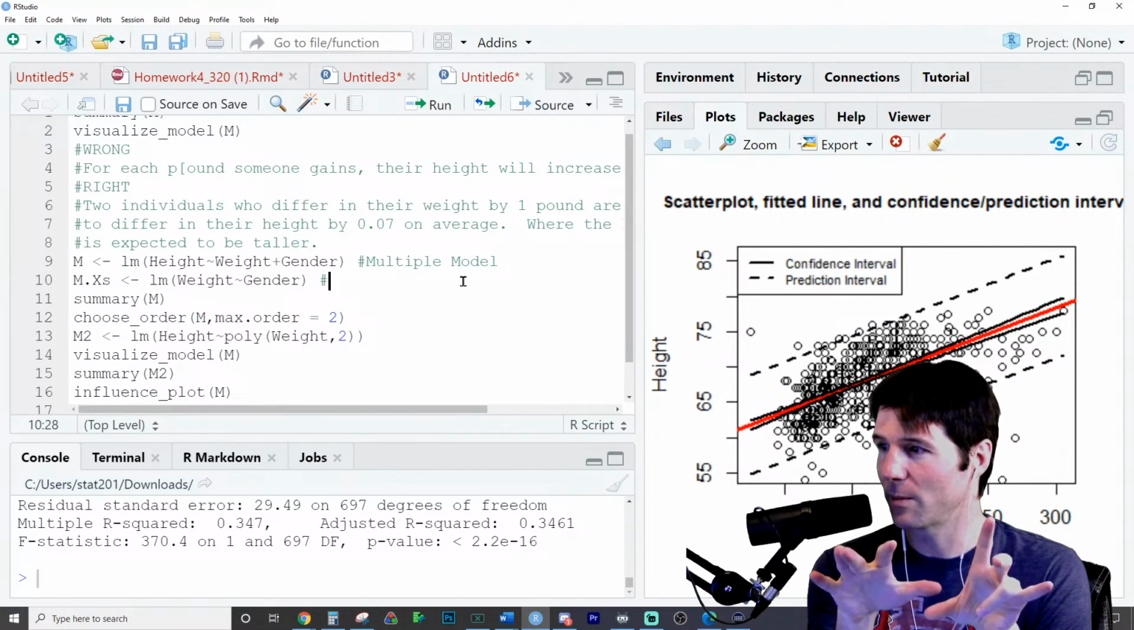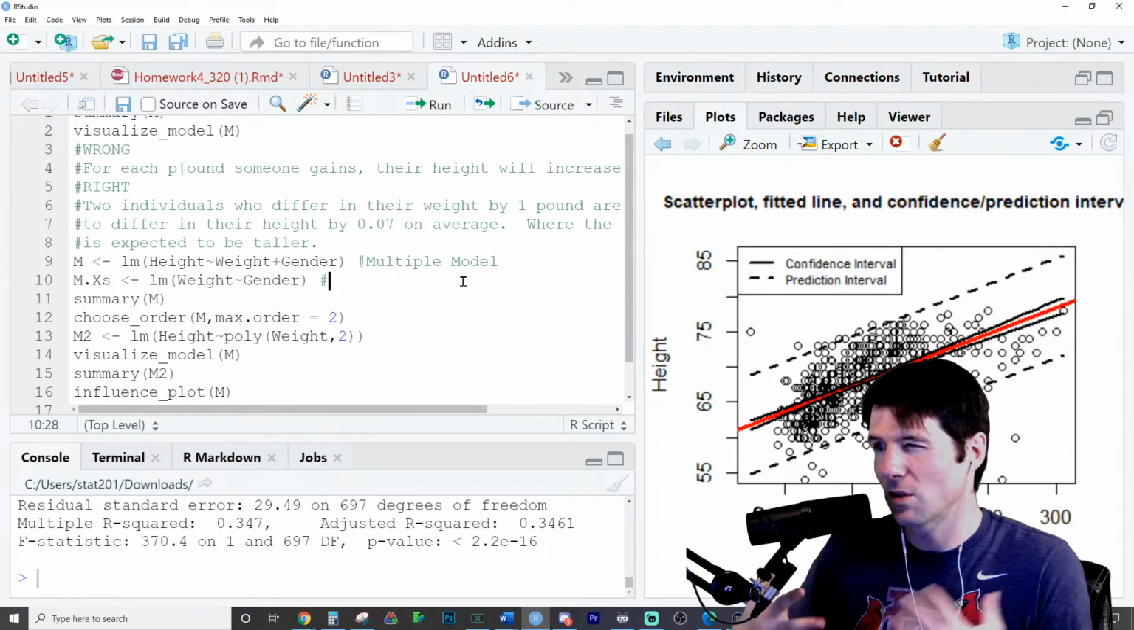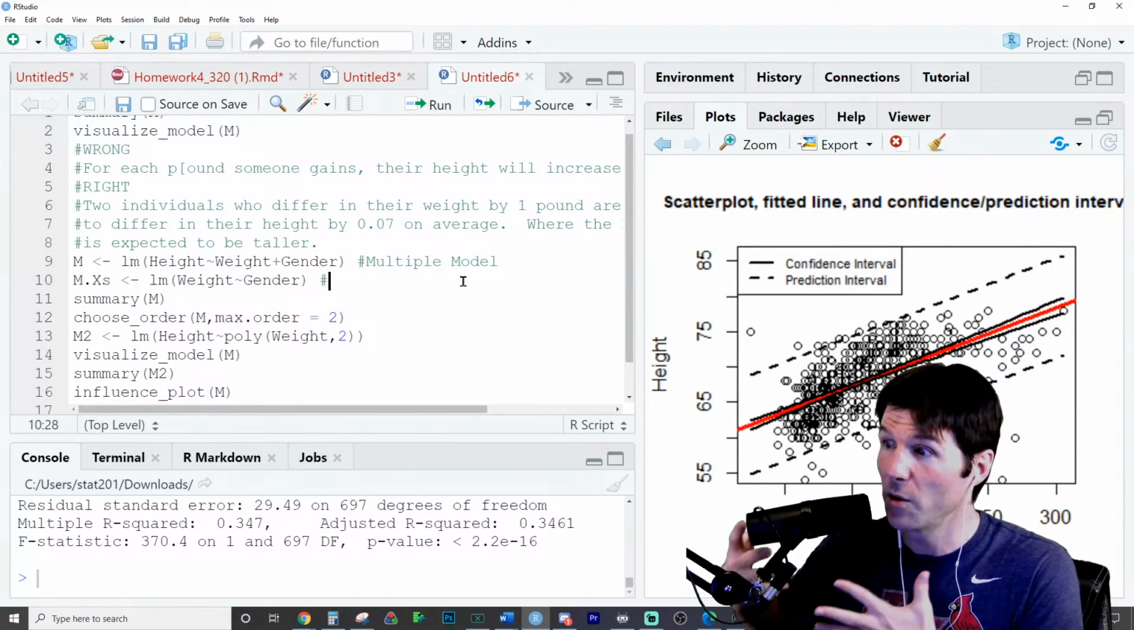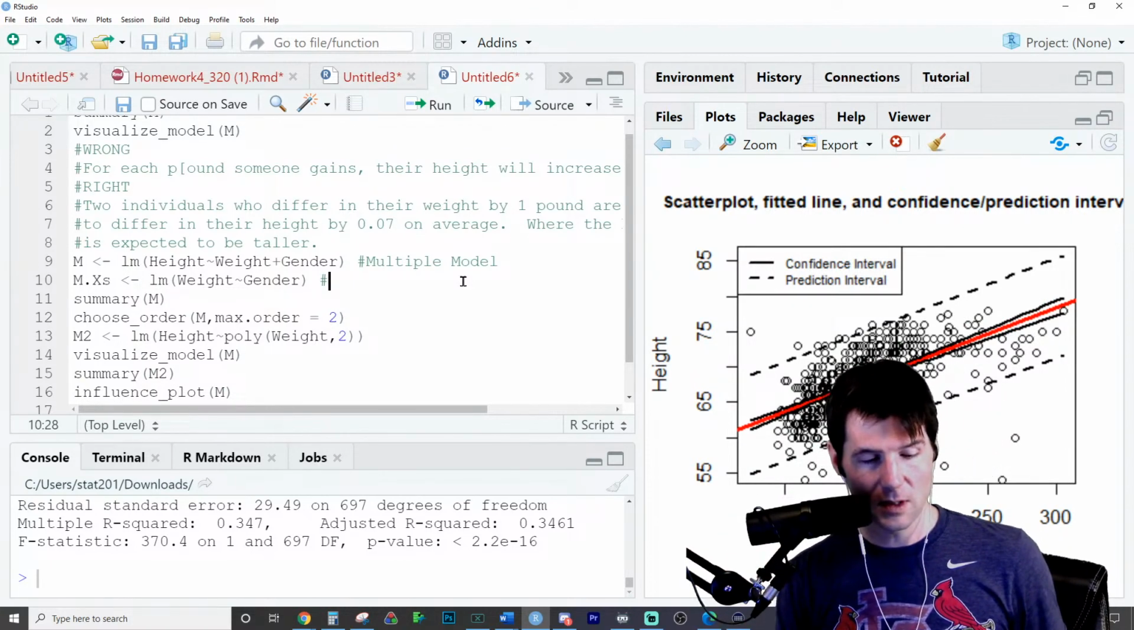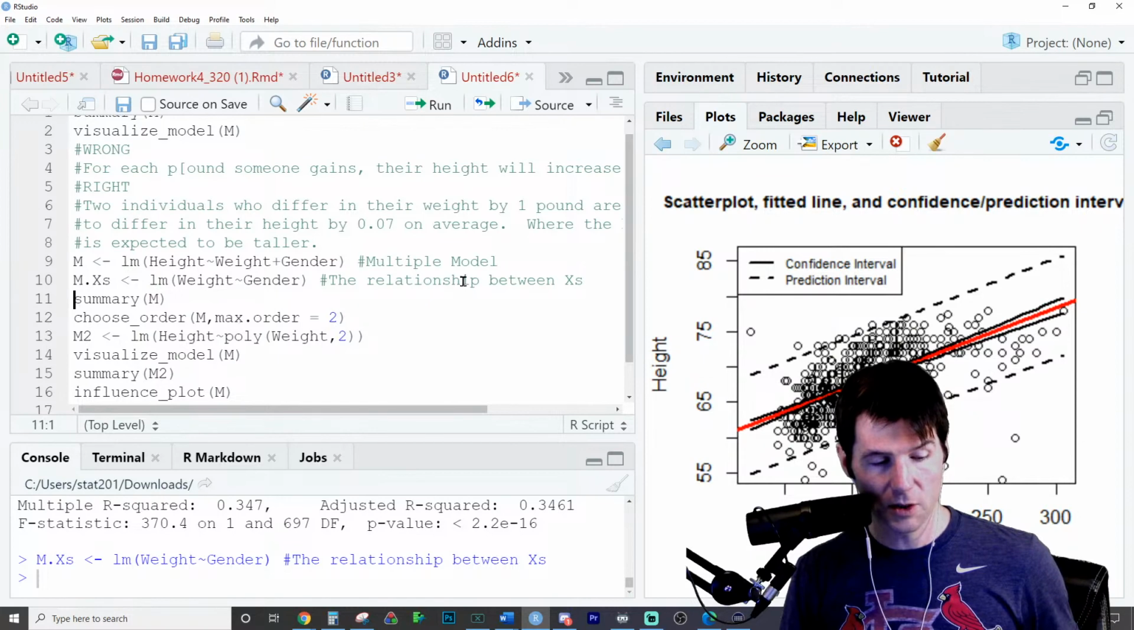We'll definitely be talking about this with the multiple world, the idea of collinearity, and then multicollinearity is just how does one x get explained by multiple x's. And so this is the relationship between x's. And so we're going to look at this right here and get the summary on it.